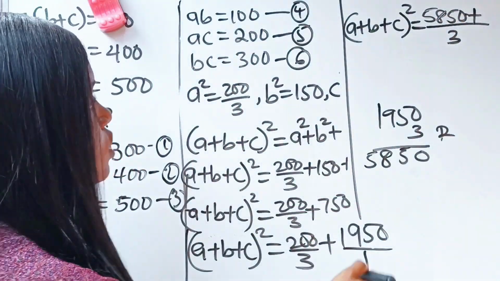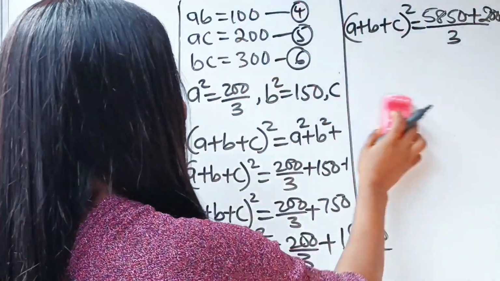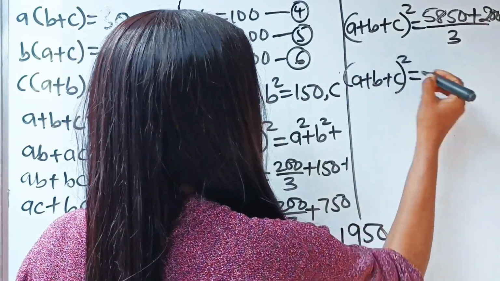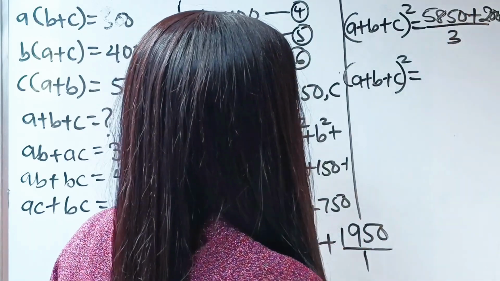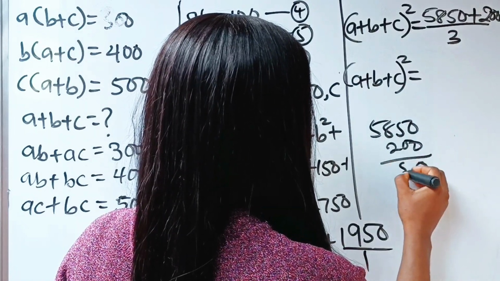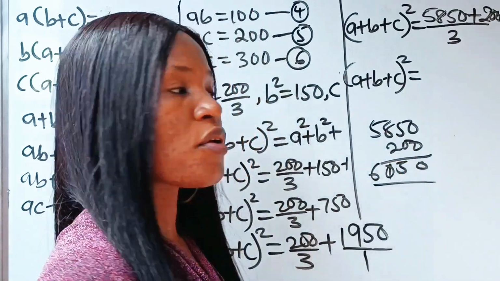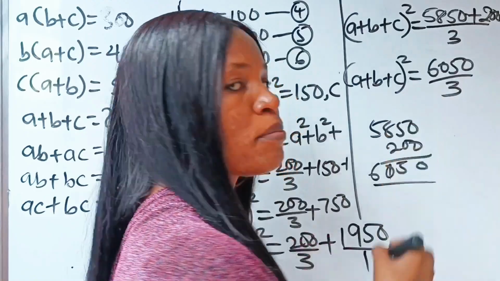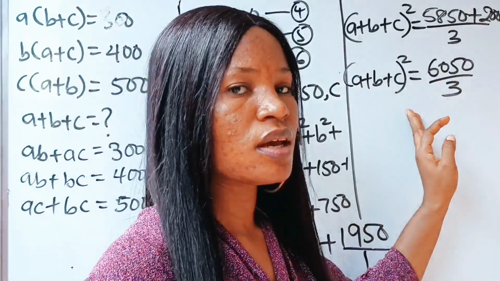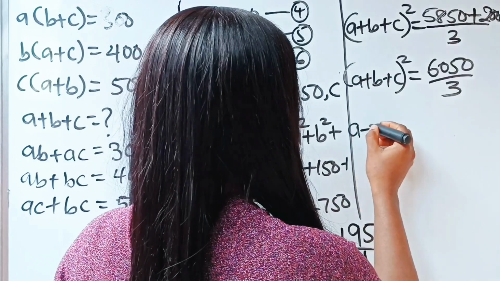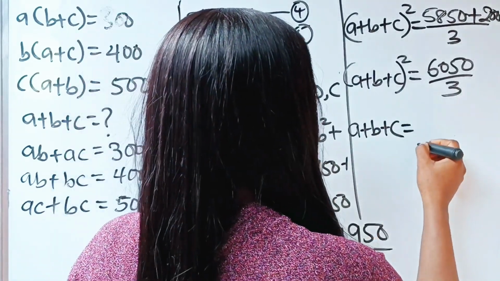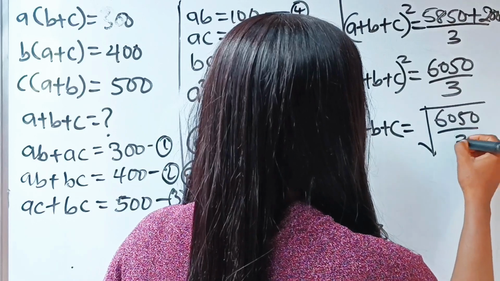So you are going to have 5850 plus 200 times 1 will give us 200. Yes, I use the butterfly method. Hope you're enjoying this. So we have A plus B plus C all squared is equal to 5850 plus 200. We have 0, we have 5, 11, we have 10, carry 1. So we have 6050 divided by 3. Now to get the value of A plus B plus C, we need to take the square root of this, right? If we take the square root of this side, the square root is going to remove the square. Now we are left with the square root of this side, which is 6050 divided by 3.